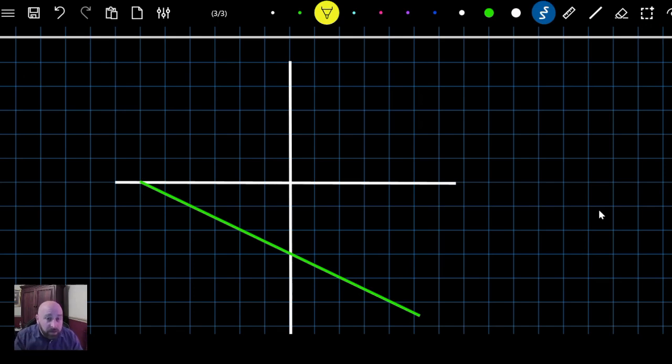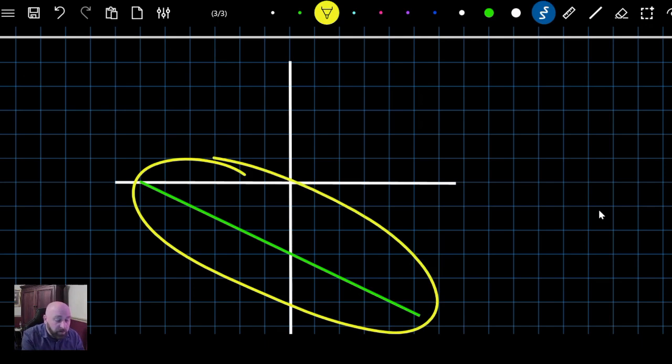So really work hard. So now what we're going to do is, okay, this line is graphed, right? They already graphed that line.